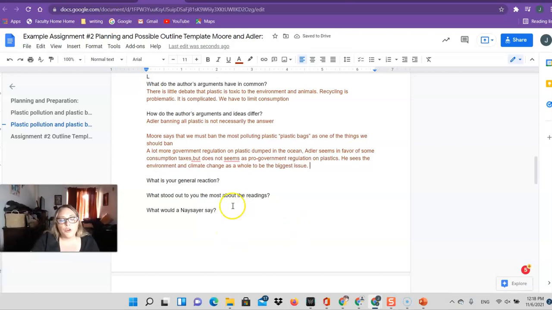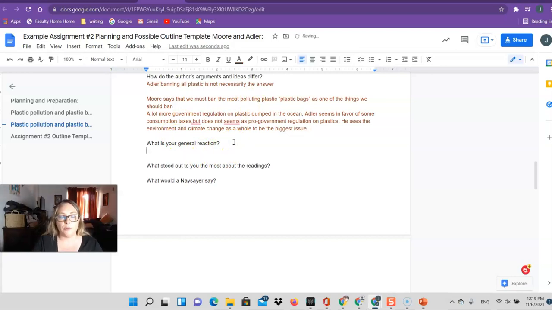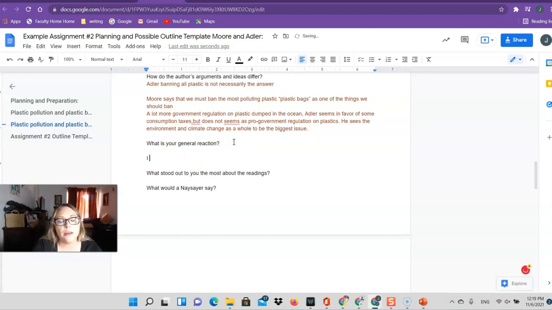And then this is where you would write your reaction. So what's your general reaction? My reaction, you don't have to say this because other people might agree more with Adler, is to agree with both ideas, but to lean a little bit more towards Moore. So that's what I might write in mine: I have to agree with both authors, but lean more towards Moore's point of view.